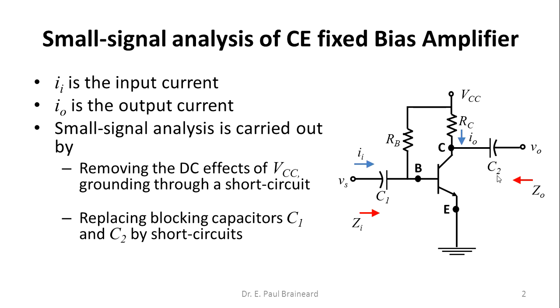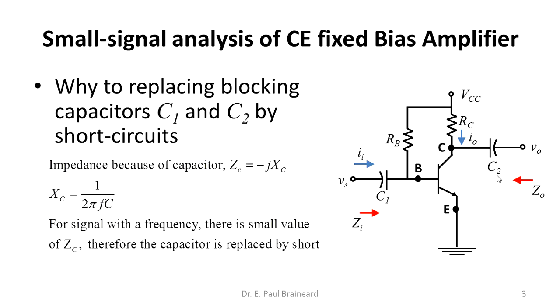Now, if you were to perform the small signal analysis for this particular common emitter fixed bias amplifier circuit, you need to remove the DC effects of VCC by short circuiting the voltage source, and you need to replace the blocking capacitors C1 and C2 by short circuits.